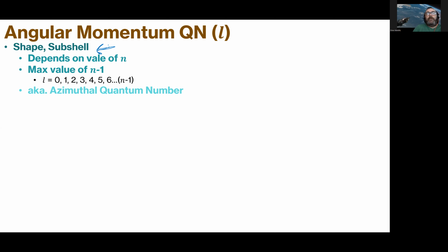The value of L depends on the value of n. It has a max value of n minus 1. And we're going to work through that and define what it means. So essentially, L can be any integer from 0, 1, 2, 3, and so on, with the max value of n minus 1. So L depends on n. If you ever need it for anything, this is also known as the azimuthal quantum number, which I don't think anyone uses anymore, but it's a fun word to say, azimuthal.